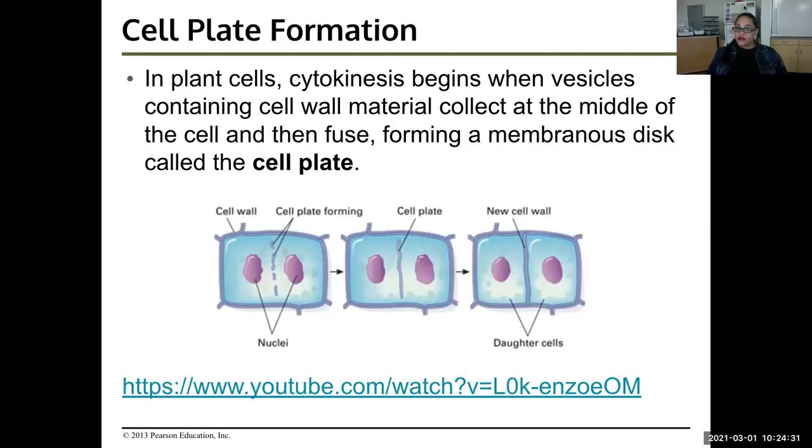So in plant cells, cytokinesis begins when vesicles containing cell wall material collect at the middle of the cell and then fuse, forming a membranous disc called the cell plate.